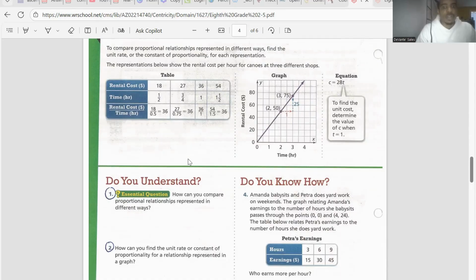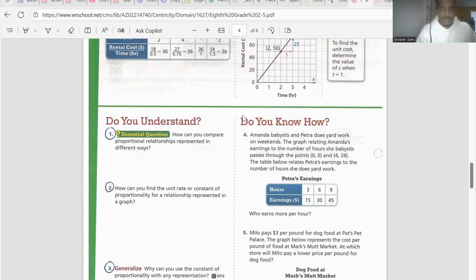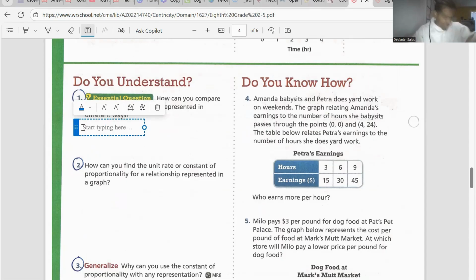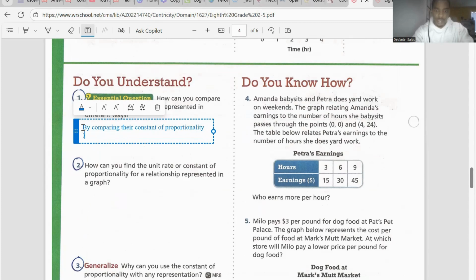Okay. So one of the first things that I want y'all to understand with this first essential question, let me see if I can make this a little bit bigger. It says, how can you compare proportional relationships represented in different ways? What I want y'all to write, and if y'all don't get this all written down, it's fine, I'm gonna put it on a video. By comparing their constant of proportionality. That is also known as your unit rate. You compare the constant of proportionality. It's also known as your unit rate.